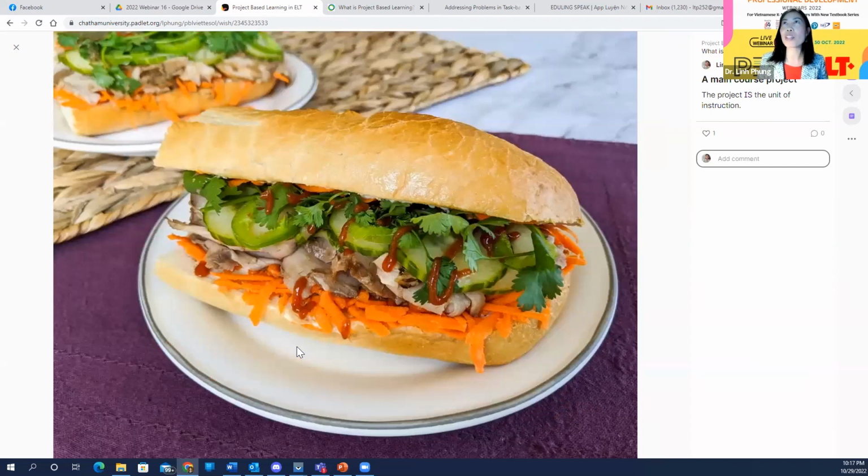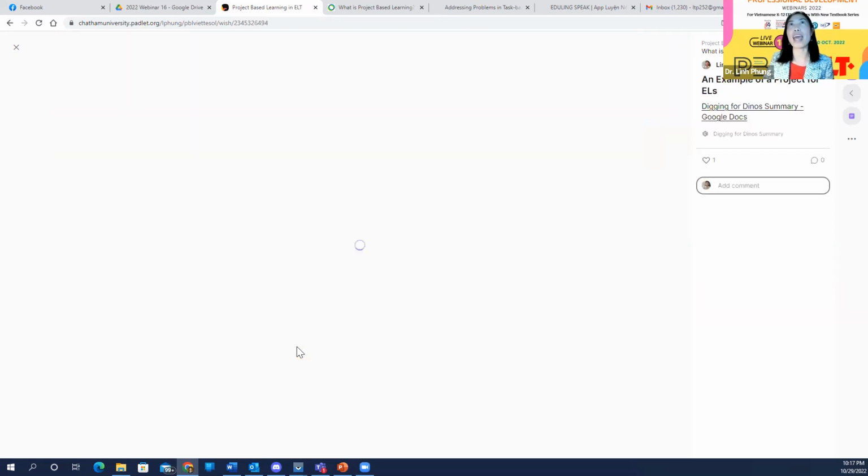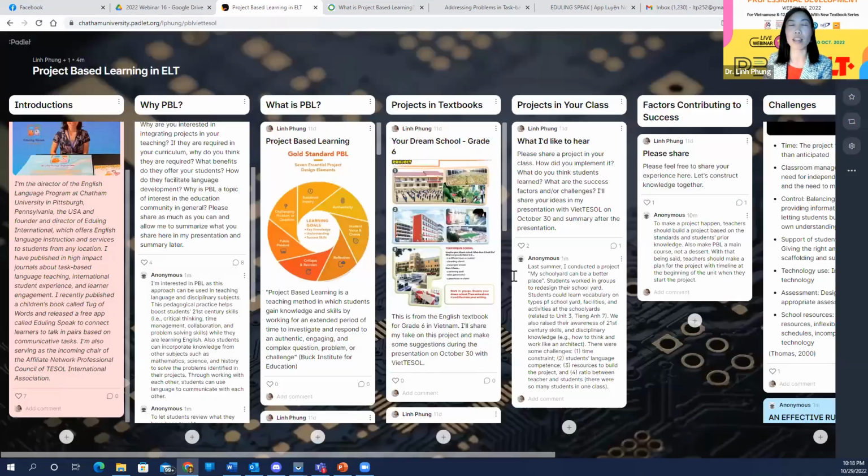Now, going back to the main course, the project is the unit of instruction. So it means that your course consists of a series of projects or a few big projects, and the projects drive the learning. So that is really the difference here. Okay, so Ms. Hồng Dinh is gonna show you a lot of projects that she has implemented in her courses. So I'm not explaining this project here, but if you're interested, you can click on this document and you will see an example of a project in the US.